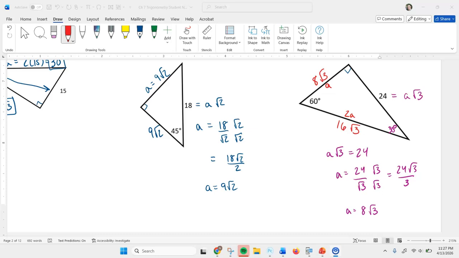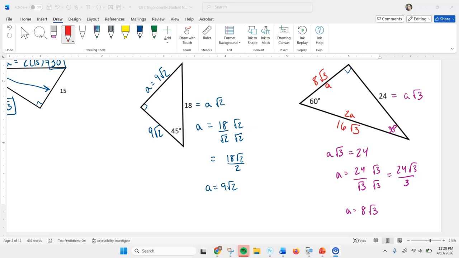So on that right triangle, the side that's across from the 30 degree angle, that's your short leg, so that's going to be a. And the hypotenuse, remember, is double that. So the hypotenuse is going to be 2a. So we found what a is, 8 square root of 3. And so then if we double that, multiply it times 2, we get 16 root 3, so that's your hypotenuse.